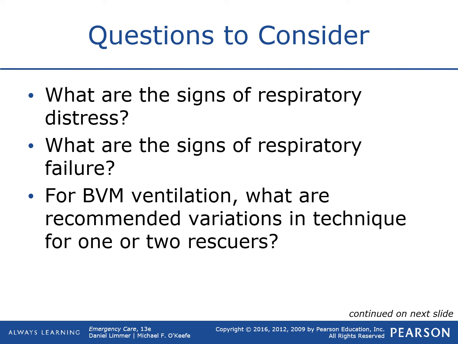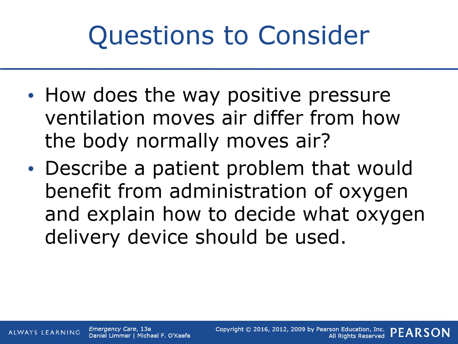So, just think about what are some of the signs that we might see for respiratory distress, or some signs that we might see for respiratory failure. For BVM ventilation, what are recommended variations in technique for 1 or 2 rescuers? How does the way positive pressure ventilation moves air differ from how the body normally moves air? If you remember, the body normally works off of negative pressure. So positive pressure is the opposite, where we're forcing the air in instead of having the air passively come in for the negative pressure.